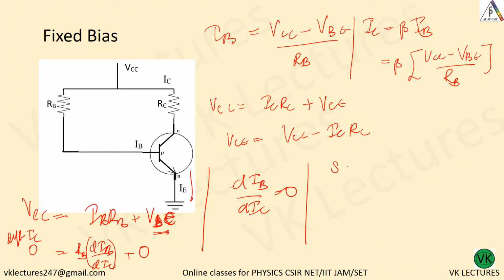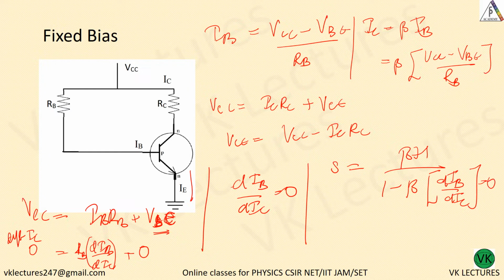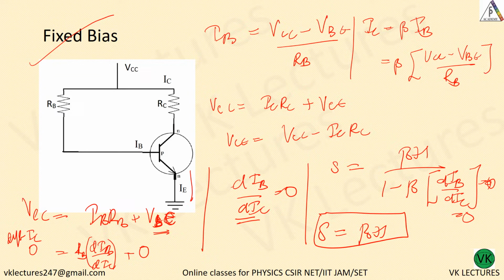Now we can write stability factor S is equal to beta plus 1 divided by 1 minus beta into dIB by dIC. Now dIB by dIC is equal to 0. This particular quantity equal to 0. So the stability factor S is equal to beta plus 1. So this is the stability factor for fixed bias, beta plus 1.